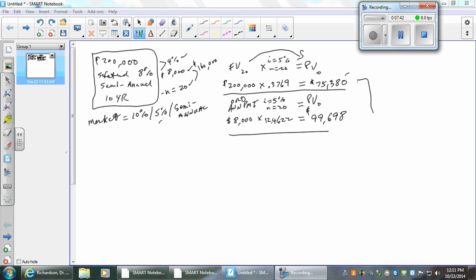What's the whole bond worth then? If the principal's worth $75,000 and the interest is worth $100,000, I bet it's about $175,000. What do you bet? Add the two together and that's it. Okay, how much is it? 175,078. Ta-da! Now, that's perfect, you guys.